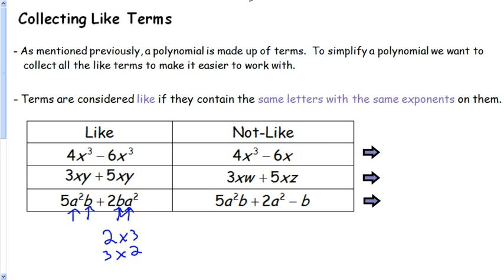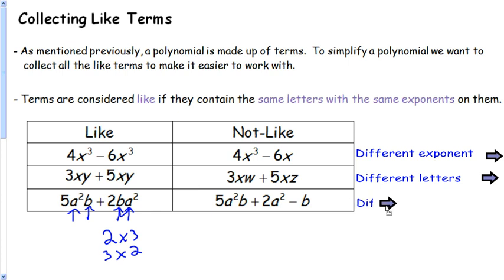Over here they're unlike. Why? In this case, it's unlike because we have different exponents. Here we have a 3, and here is a 1. So the exponents are different, even though the x's are the same. This one is unlike because we have different letters. It's xw, and this is xz. So the z and the w are not the same, so these are unlike terms.